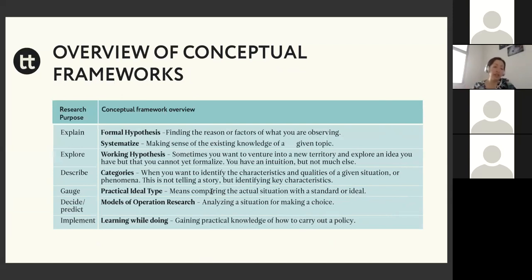So here is the summary of the conceptual frameworks that we will explore and that I will briefly explain in these last 15 minutes, as we don't have that much time left. But like I said, I will share an additional reading that has all these conceptual frameworks described in more detail.